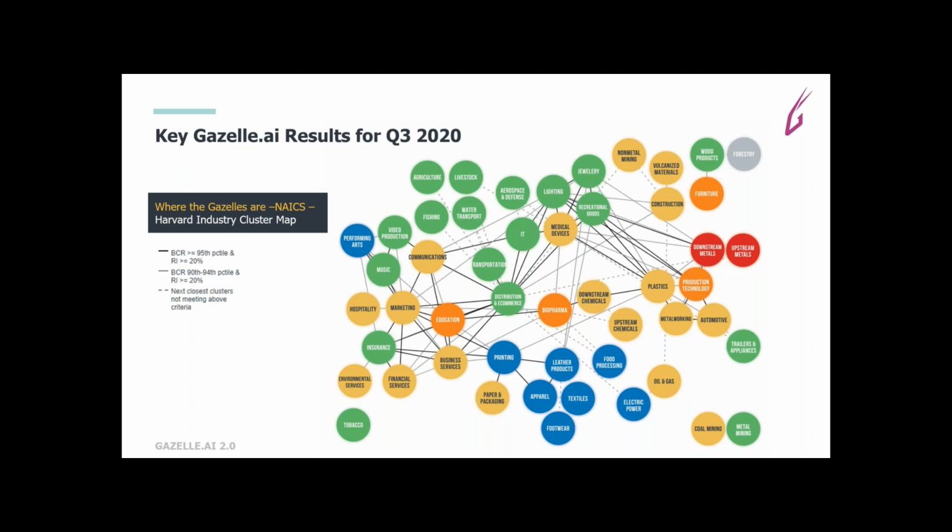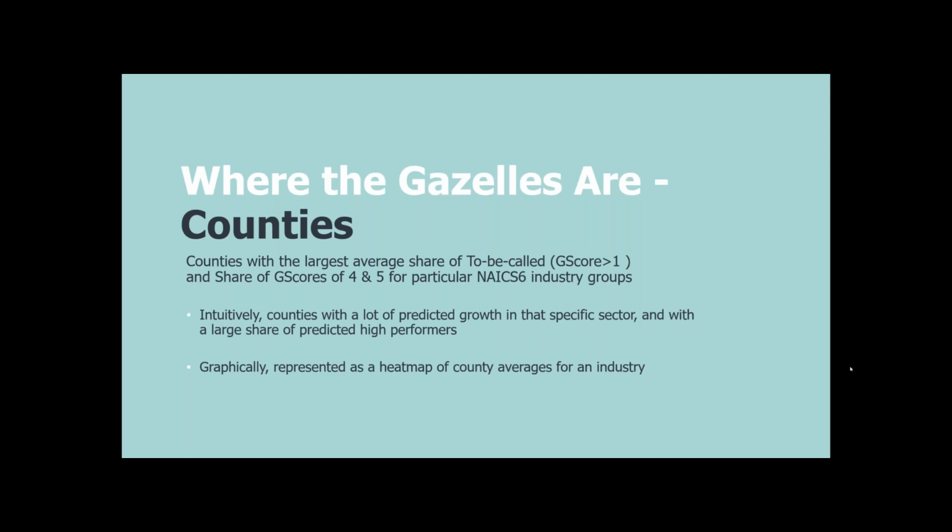Next slide, please. Now I can consider where the gazelles are predicted to be across US counties by looking at counties with the largest average share of to-be-called firms and shares of firms with 4s and 5 G-scores for a particular industry. Intuitively, what this represents is counties with a lot of predicted growth in that specific sector and with a large share of high performers. Graphically, it's just going to be represented as a heat map of county averages for a particular industry. Next slide, please.